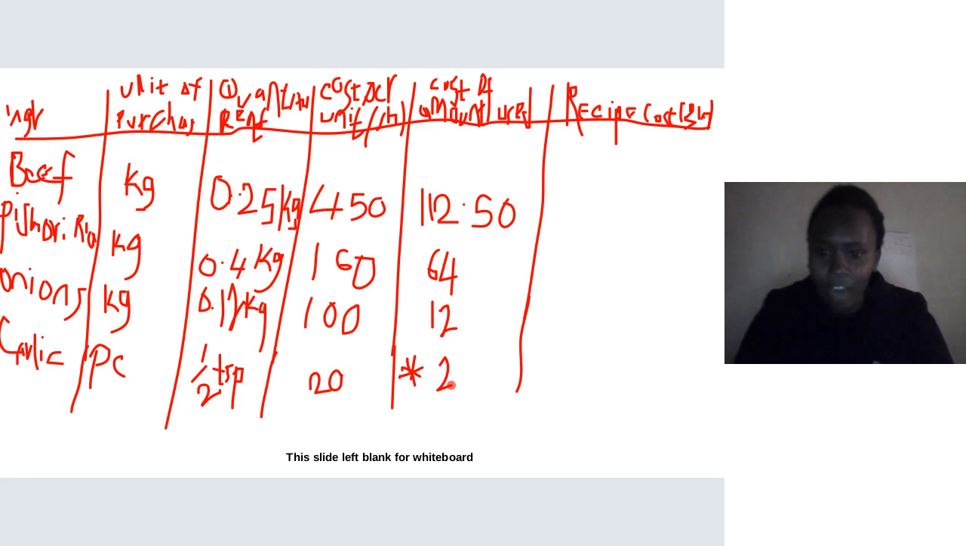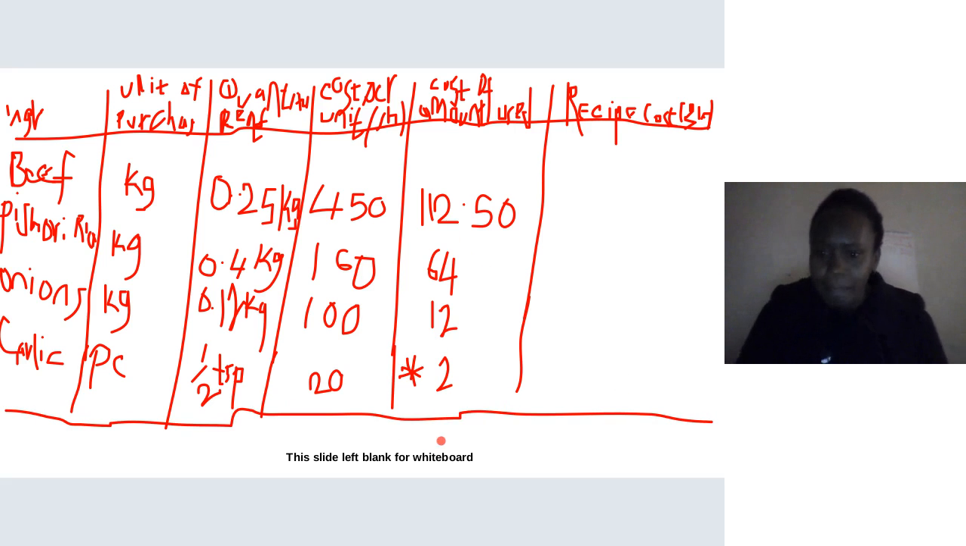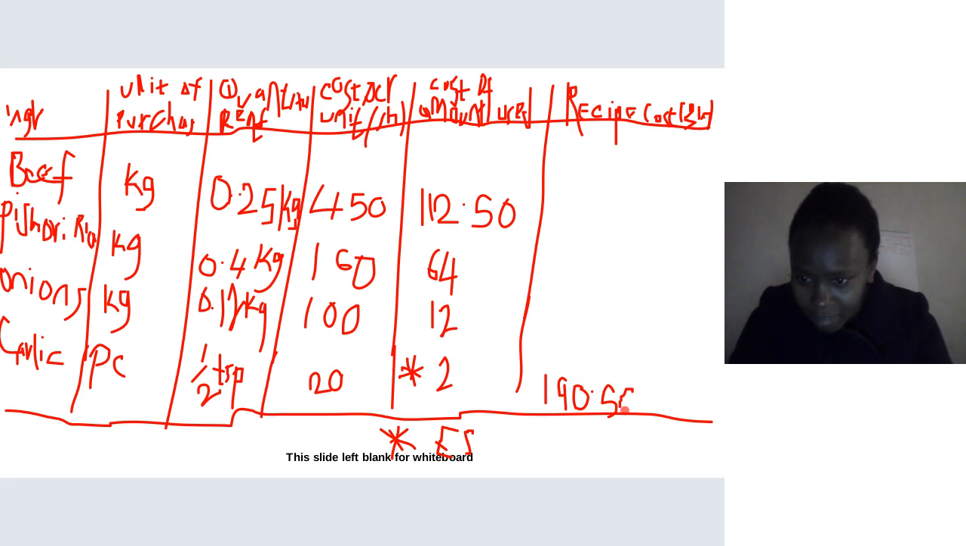Then, of course, assuming that we have finished with our costing, can you add all of these and give me the price? Add all of them. 190.50. Yes. So that is the cost for only these ingredients that we have.